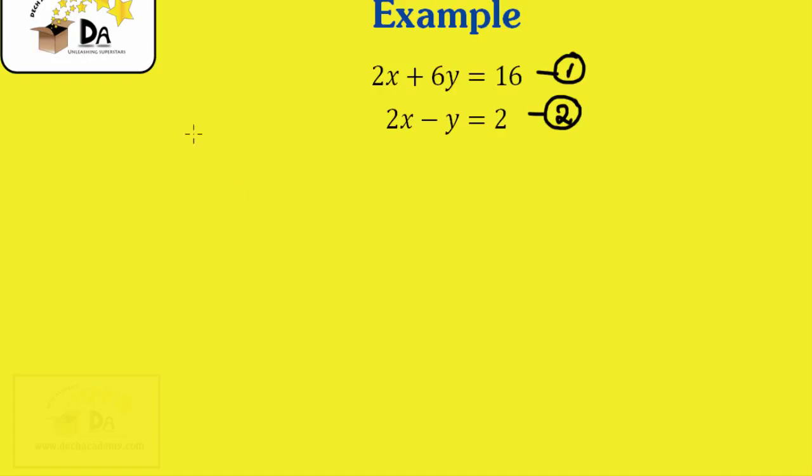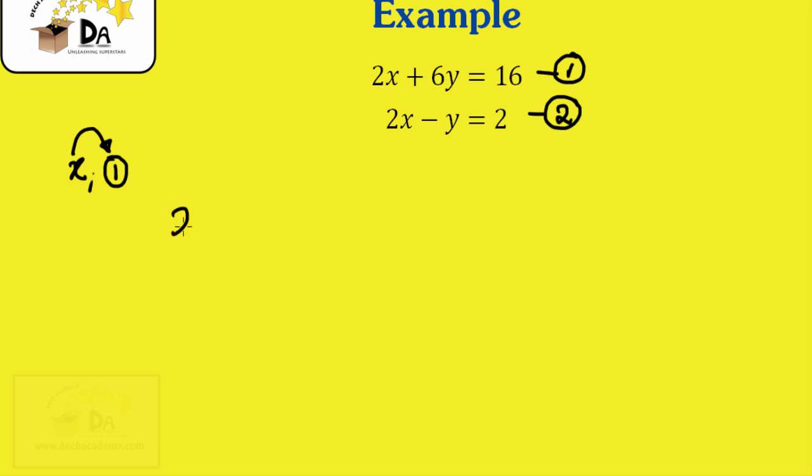make your life easier. So I'm going to choose an equation, and I'm going to choose a variable. So I'm going to choose equation 1, and I'm going to choose a variable x. So that's step 1. Very easy. Choose an equation, choose a variable. Step 2, make the chosen variable the subject of the formula in the chosen equation.